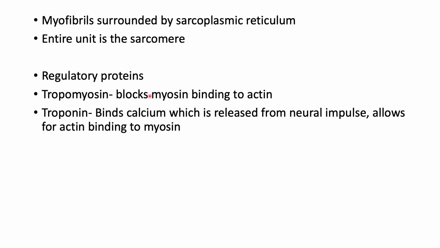Tropomyosin blocks myosin binding to actin, and troponin, which is a marker in myocardial disease and myocardial injury, a very specific protein involved with that organ, binds calcium, which is released from neural impulses. It allows for active binding to myosin. So the presence of troponin in various forms in circulation is indicative of myocardial disease.